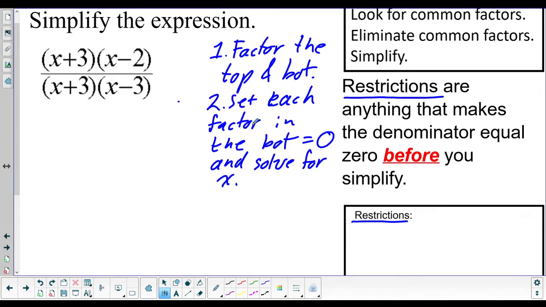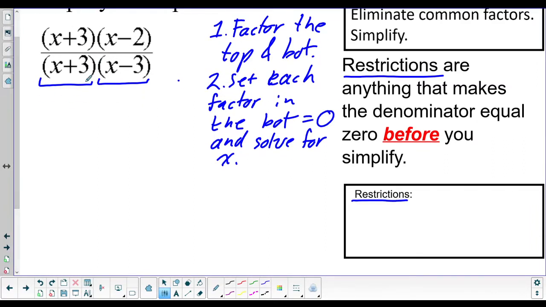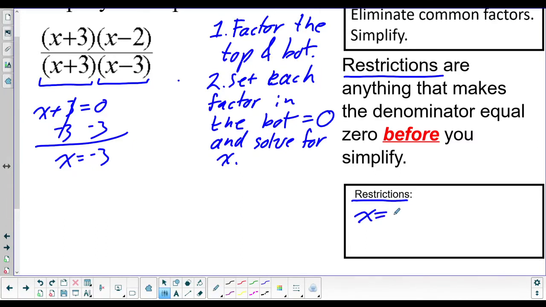So we're going to set each of these equal to 0, find those numbers, and then put them on a restricted values list, a no-fly list. So let's do this. X plus 3 equals 0. We have to move the 3 over, so we subtract 3 on both sides. These cancel. X equals negative 3. That's one of our restrictions. X equals negative 3. It might be better to think about this as x cannot equal negative 3. You're saying this is a bad number, don't use it.